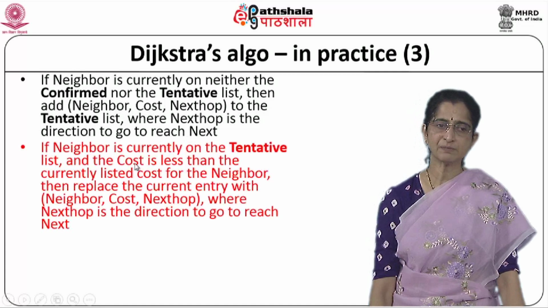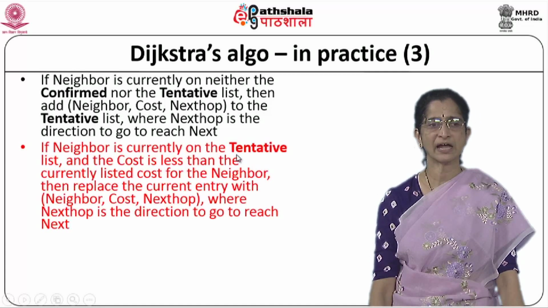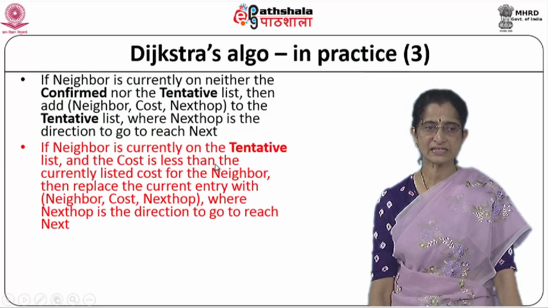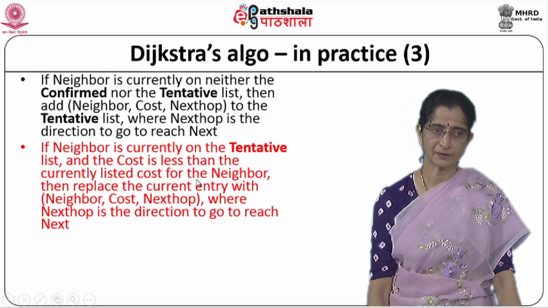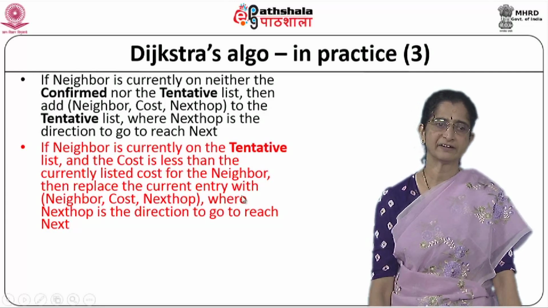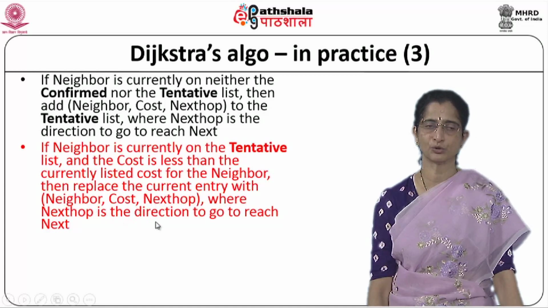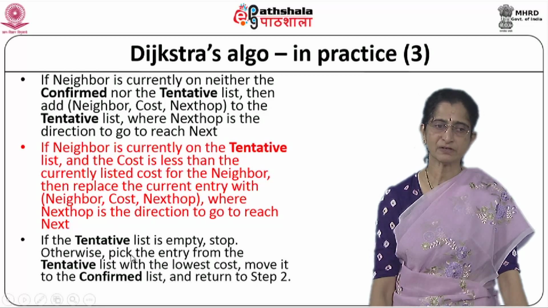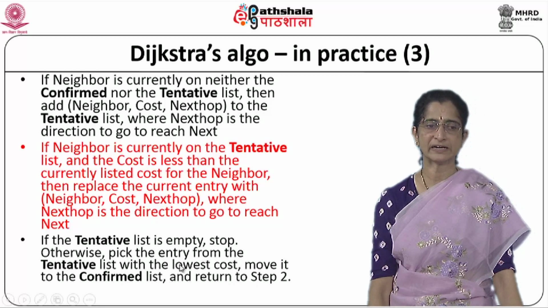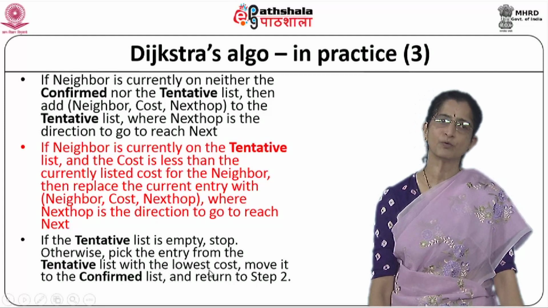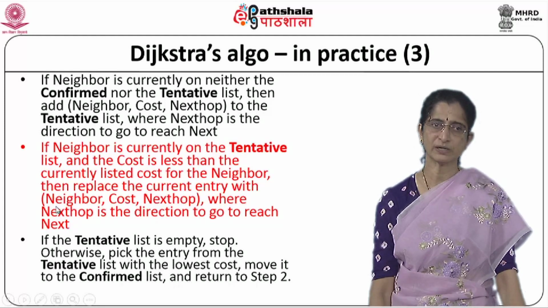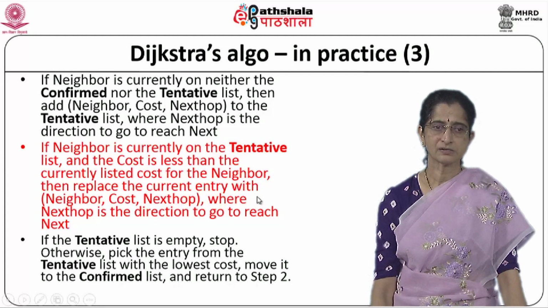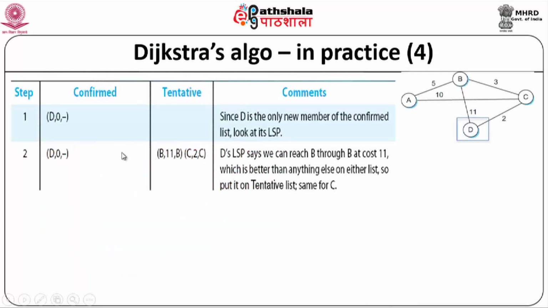If the neighbor is currently on the tentative list and the cost is less than the currently listed cost for that neighbor, then you replace the current entry with this new entry, neighbor, cost, next hop, where next hop is the direction to go to reach next. And once the tentative list becomes empty, we stop. Otherwise, you pick the entry from the tentative list with the lowest cost, move it to the confirmed list, return to step 2 and keep repeating this process. We will look at how this is done with the confirmed and tentative lists.